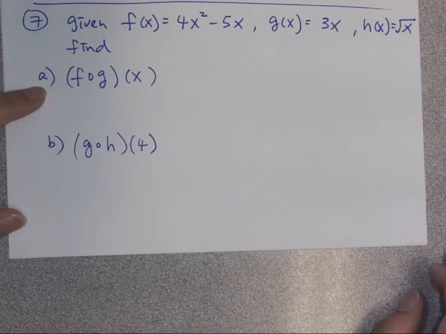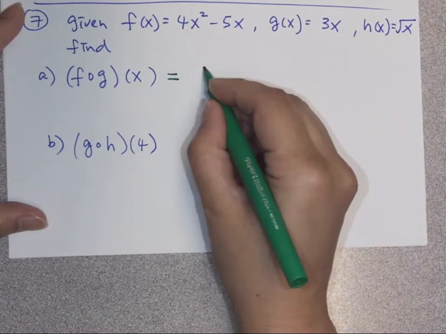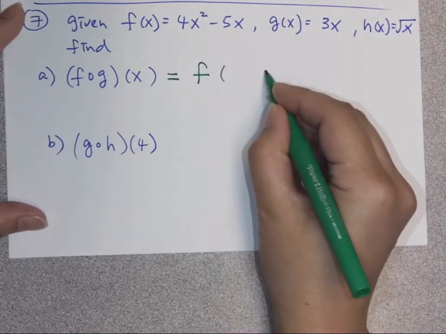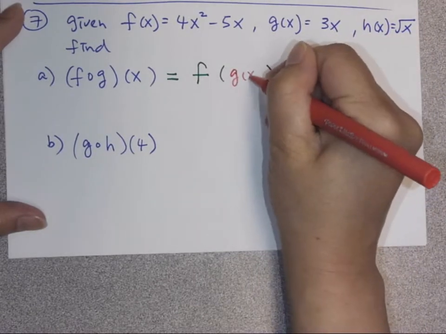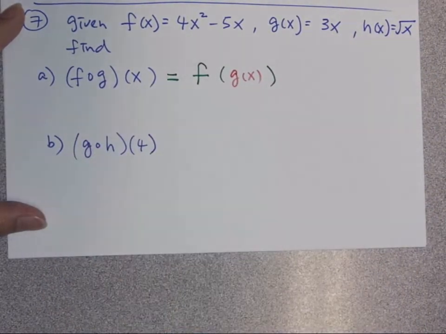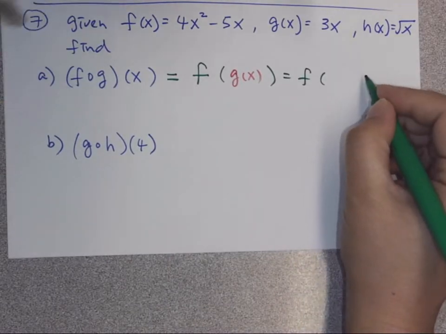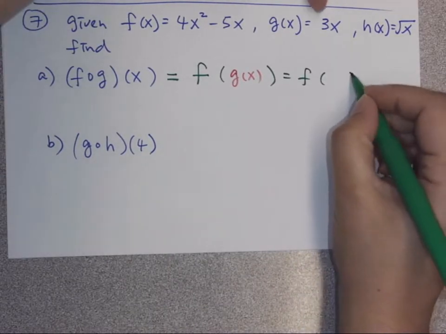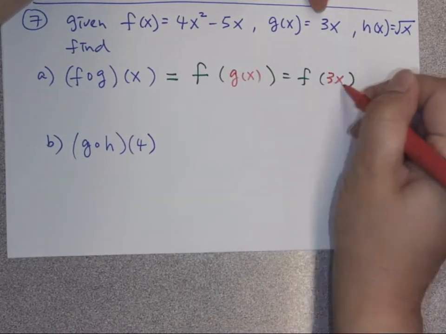The first one says f of g of x. Anybody remember how this goes? We're using f as a base and plugging in g of x. So f of g of x, where g of x is 3x, so we can replace g of x with 3x.